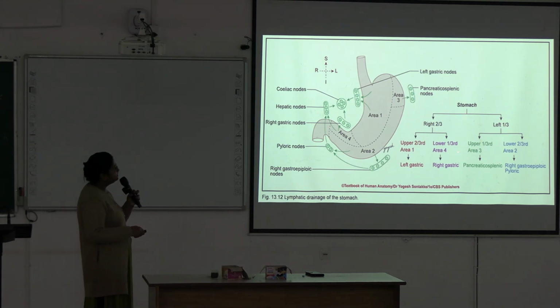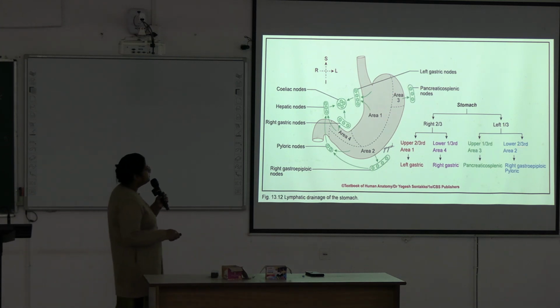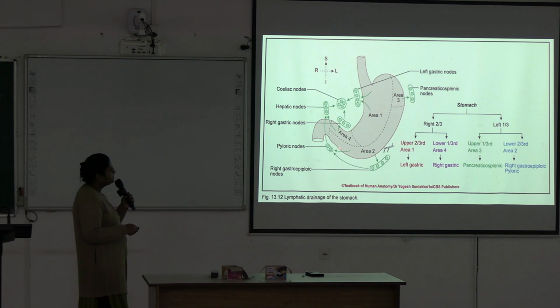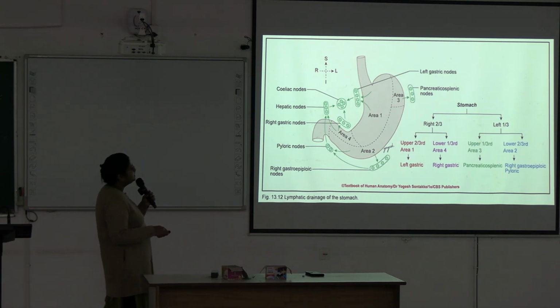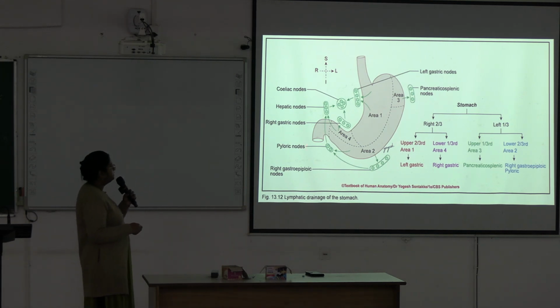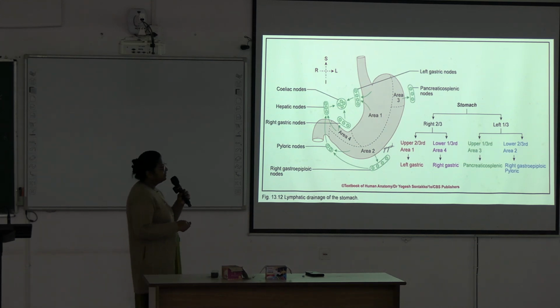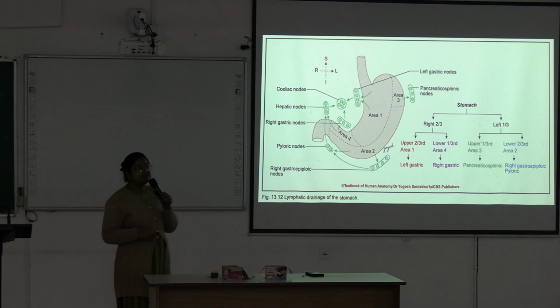It is again divided into upper one third. This one is upper one third, area 3, that is pancreatico-splenic nodes. They are going to pancreatico-splenic nodes. And lower two third, this one is lower two third. This is area 2. This is right gastroepiploic and pyloric nodes. Okay, right gastroepiploic and pyloric nodes, they are again going towards the hepatic nodes lying along the common hepatic and hepatic artery proper, and from these nodes to the celiac nodes. So ultimately almost all the lymph is going towards the celiac nodes.